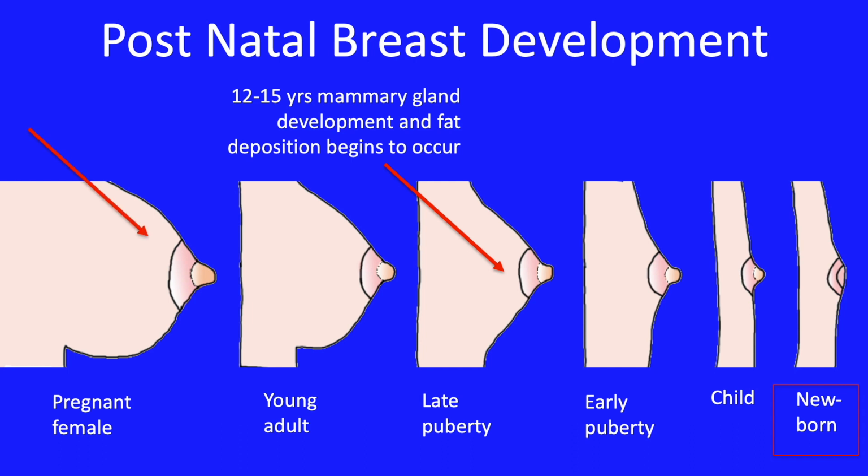The final development of the breast occurs during late pregnancy, and both the breast itself, as well as the areola and nipple, as previously stated, undergo final differentiation.